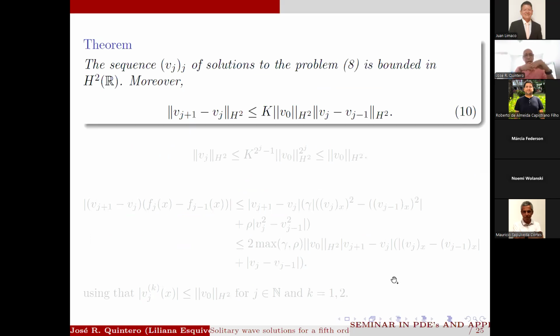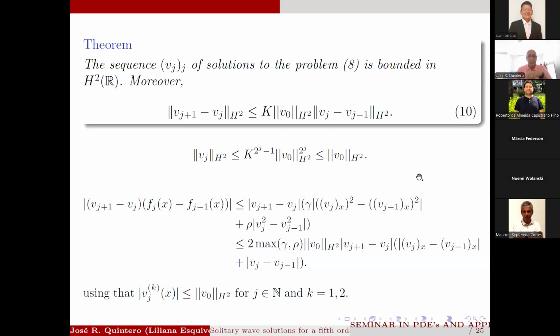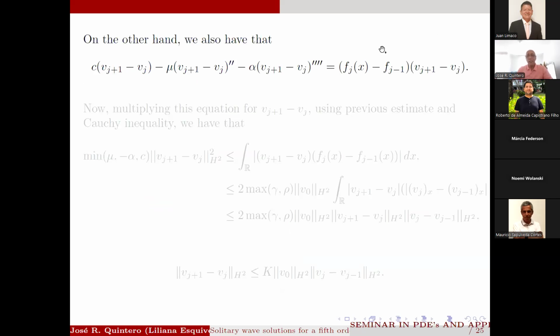And then you get this bound, which is like the contraction argument. To get this one, this is coming from the previous theorem, and then this is the left. Let me go to the next one. This here.